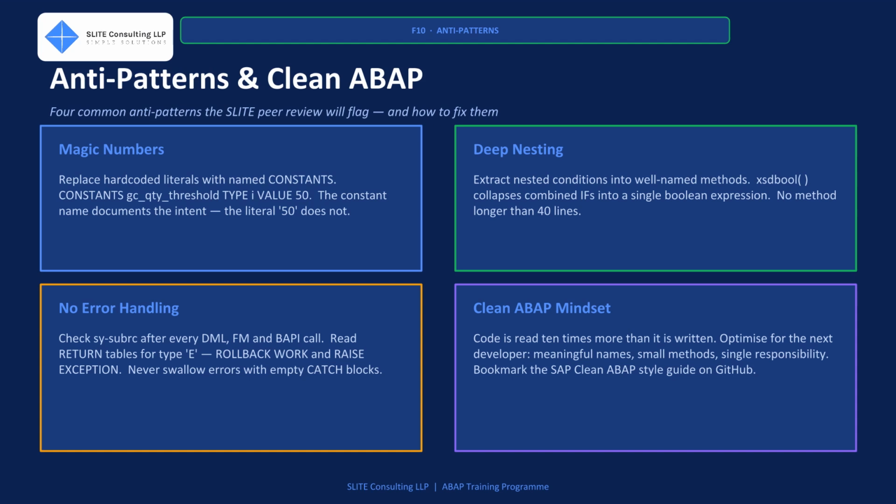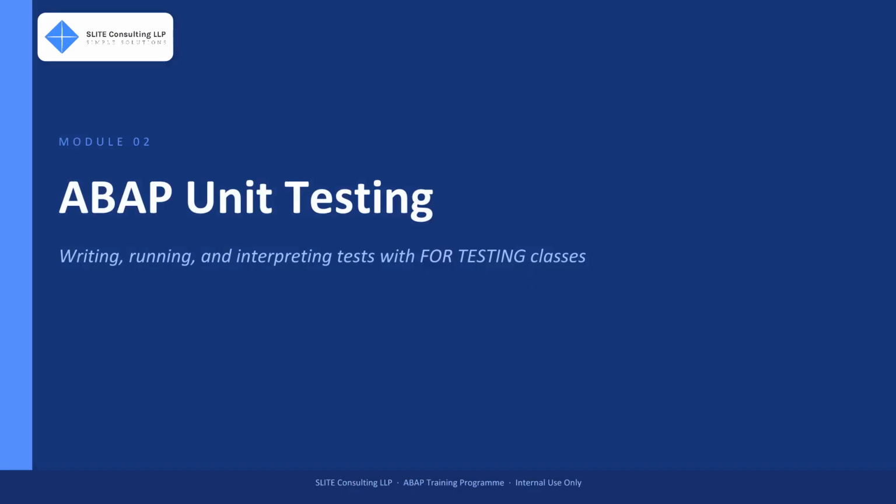Clean ABAP mindset: code is read 10 times more than it is written. Optimize for the next developer. Meaningful names, small methods, single responsibility. Bookmark the SAP Clean ABAP Style Guide on GitHub. It is the definitive reference. Module 2 moves from preventing bad code to proving good code.